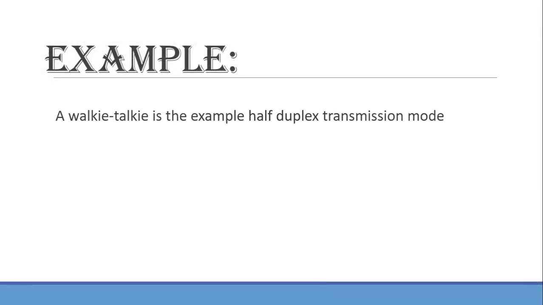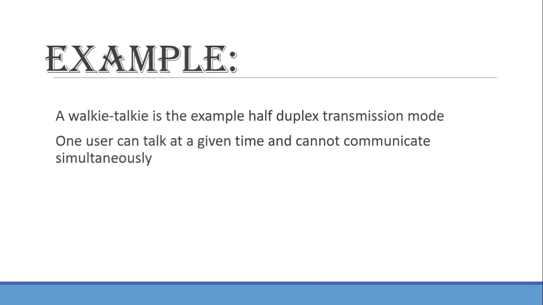Let's take an example of half duplex. We have the walkie-talkie: one user can talk at a given time and cannot communicate simultaneously.